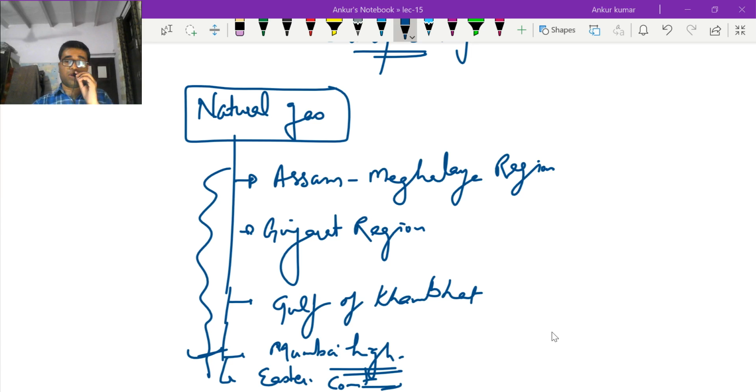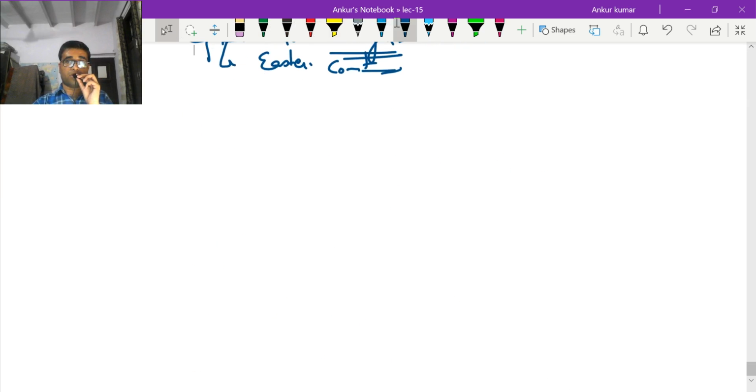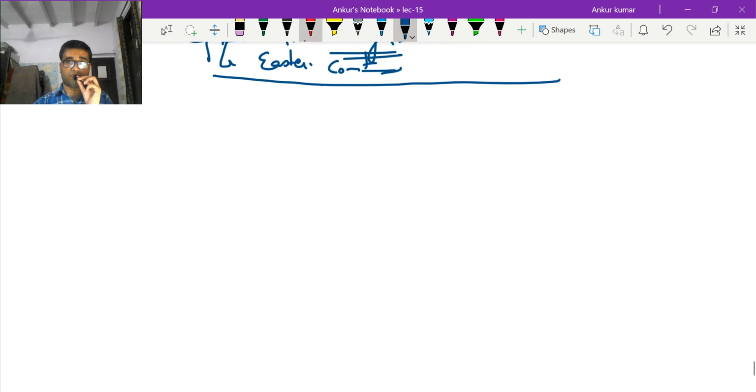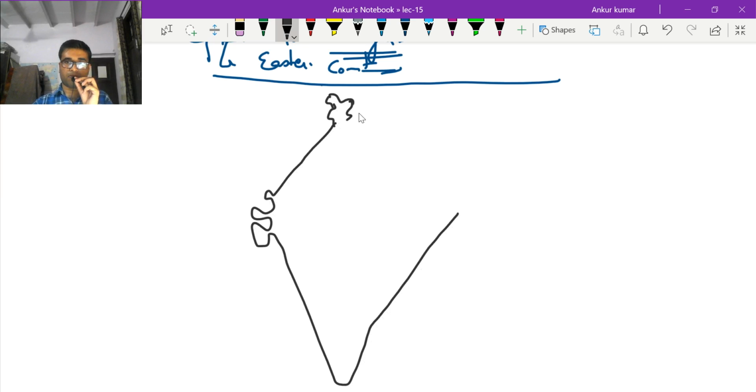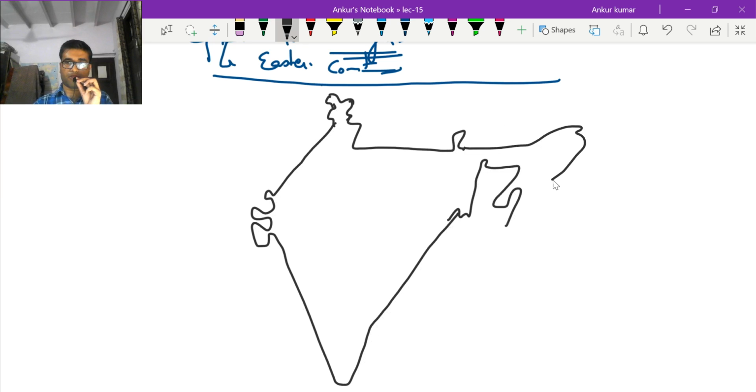See, let me once show the areas on the map, then it will become more convenient to remember. So this is the Indian map, right?